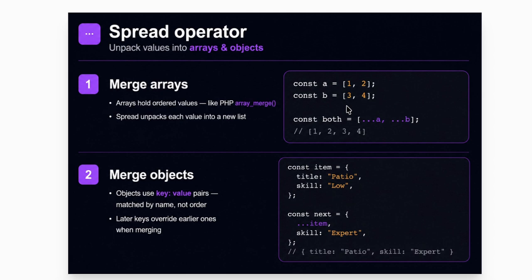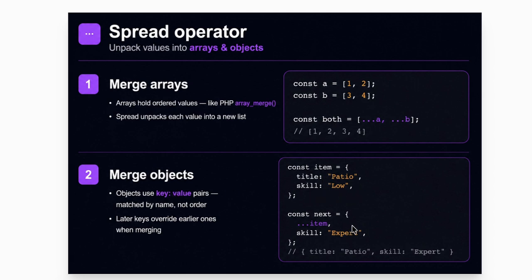So it's essentially, in this case, this triple dot A is deconstructing array A, and triple dot B is deconstructing array B. So together they make a new array. So in this case, we're not modifying the original arrays, just copying a new one. And we can use that for objects as well.